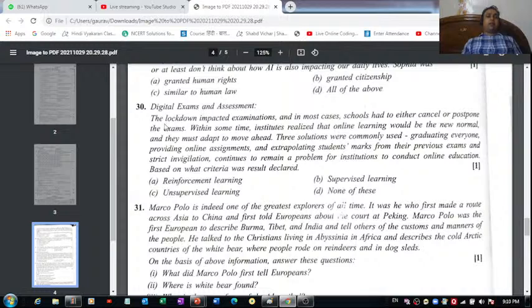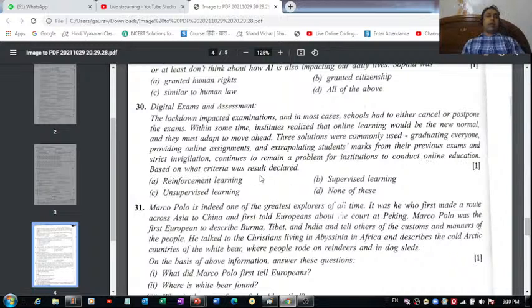Digital exams and assessment. The lockdown impacted examinations, and in most cases, schools had to either cancel or postpone the exams. Within some time, institutes realized that online learning would be the new normal and they must adapt to move ahead. Three solutions were commonly used: graduating everyone, providing online assignments, and extrapolating students' marks from their previous exams. Strict invigilation continues to remain a problem for institutions to conduct online education.